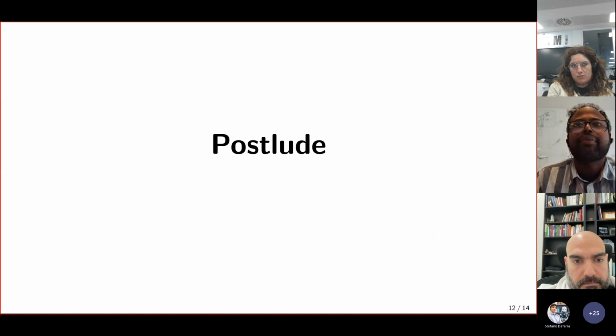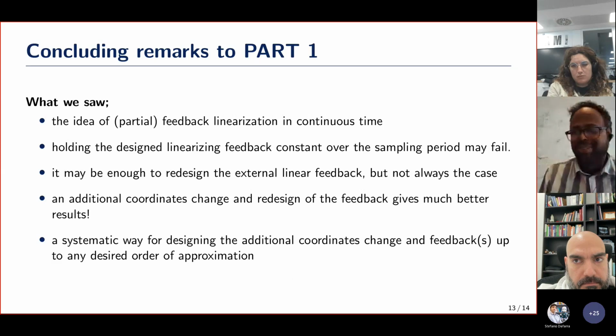So, okay, I will summarize. I think we will leave this for questions, and instead we will move the motion planning application to the next session. So I will summarize now.